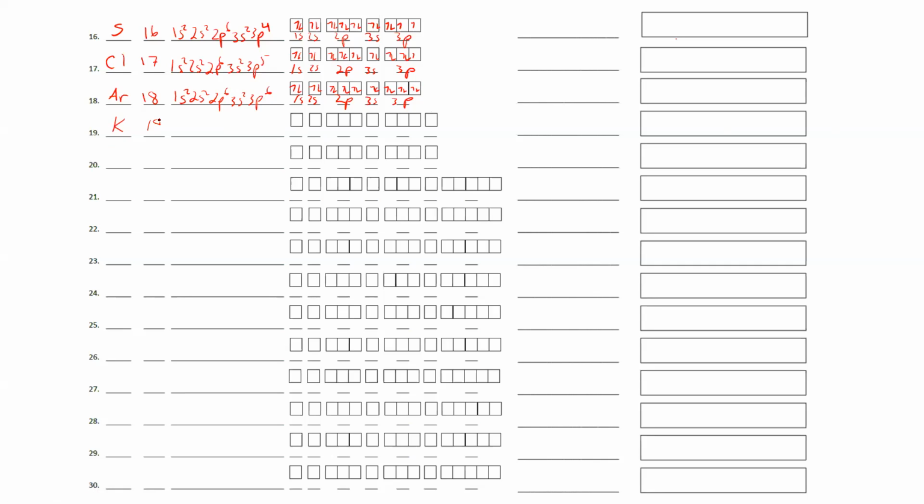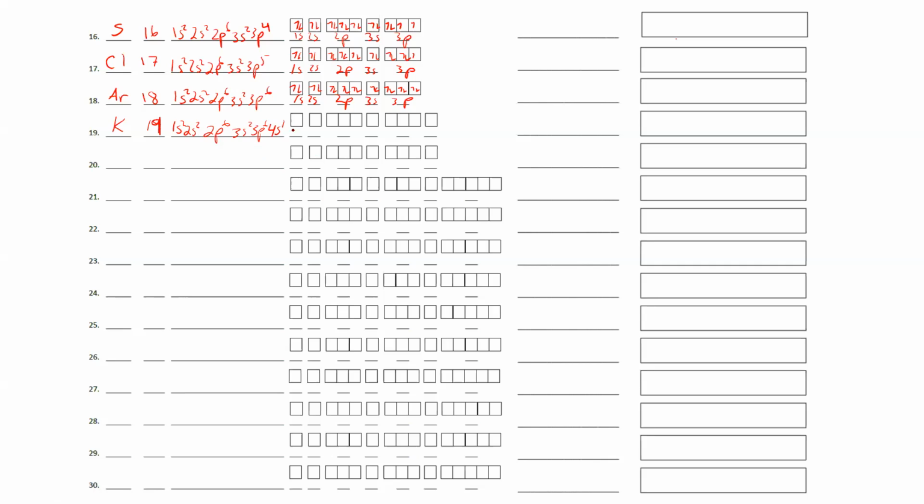So potassium has 19 electrons, so 1s2, 2s2, 2p6, 3s2, 3p6, and now we go to the 4s1. So this is where it's kind of weird. Normally you would think that we'd fill a 3d, but it turns out, based on some subtleties in the energies of the 4s and the 3d, that we actually fill the 4s first. It's slightly lower in energy.